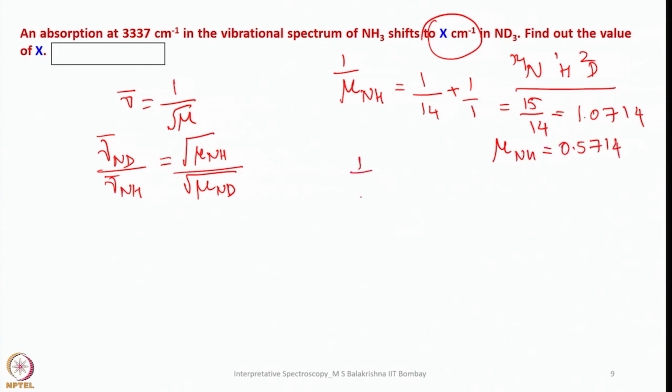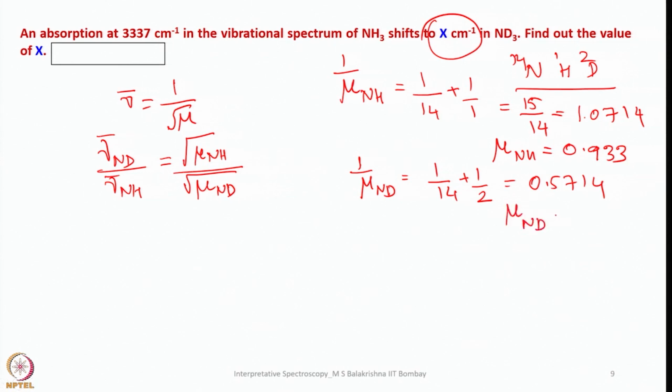And mu NH will be similarly 0.933. For ND, 1 over 14 plus 1 by 2, this value will be 0.5714, so mu ND equals 1.7500. So now we have to apply it here.